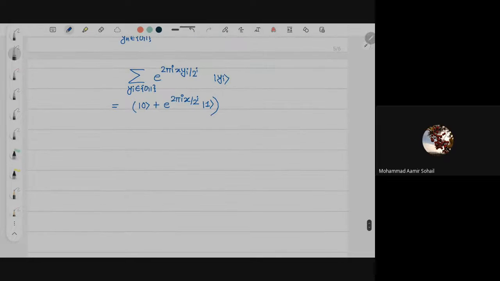So thus what we get is 1 by root n, then the tensor product from k equals 1 to n of the summation, 0 plus e raised to 2 pi i x by 2 raised to k, 1.